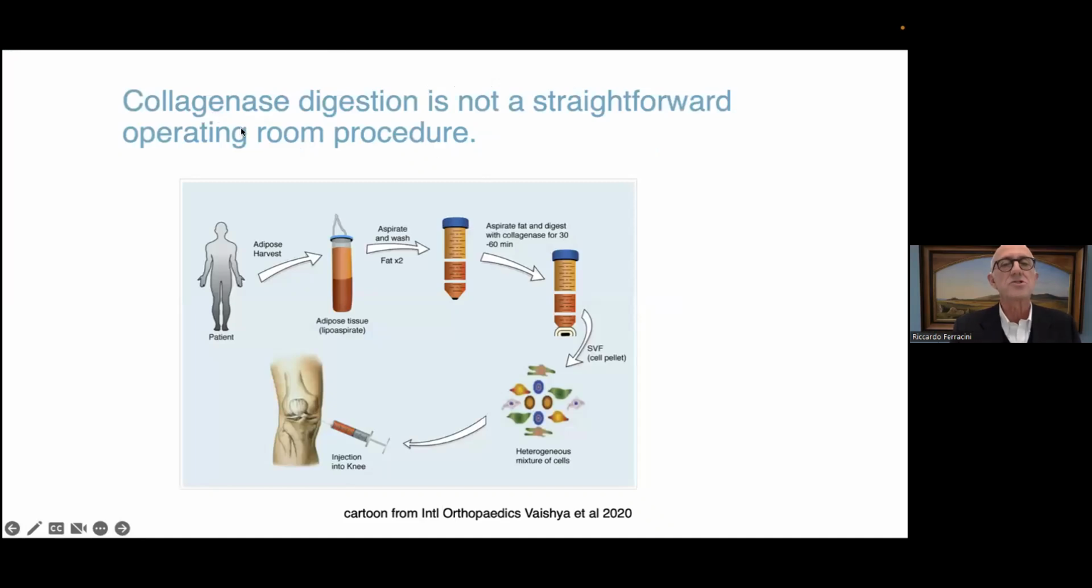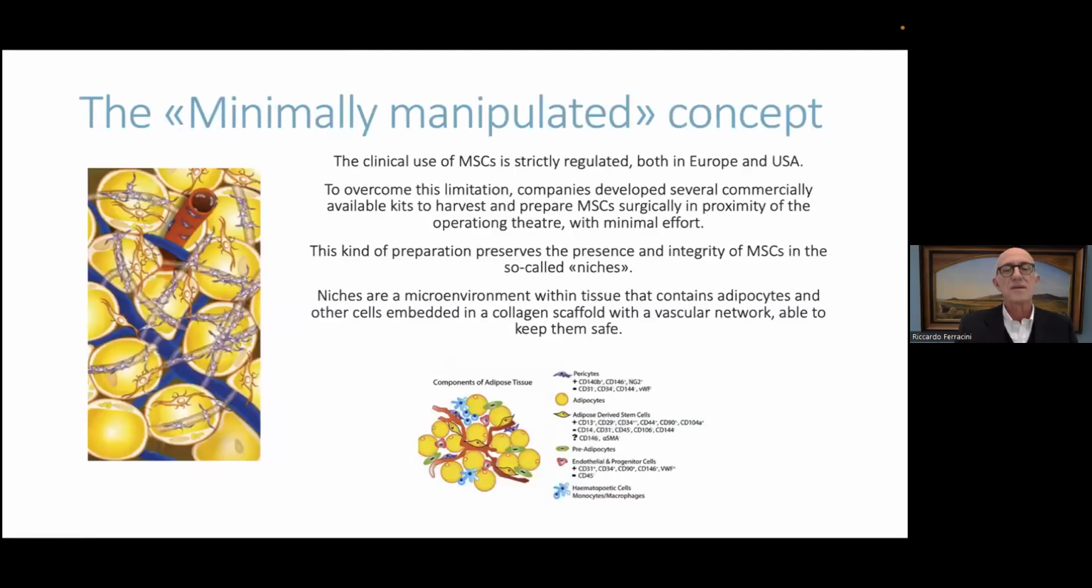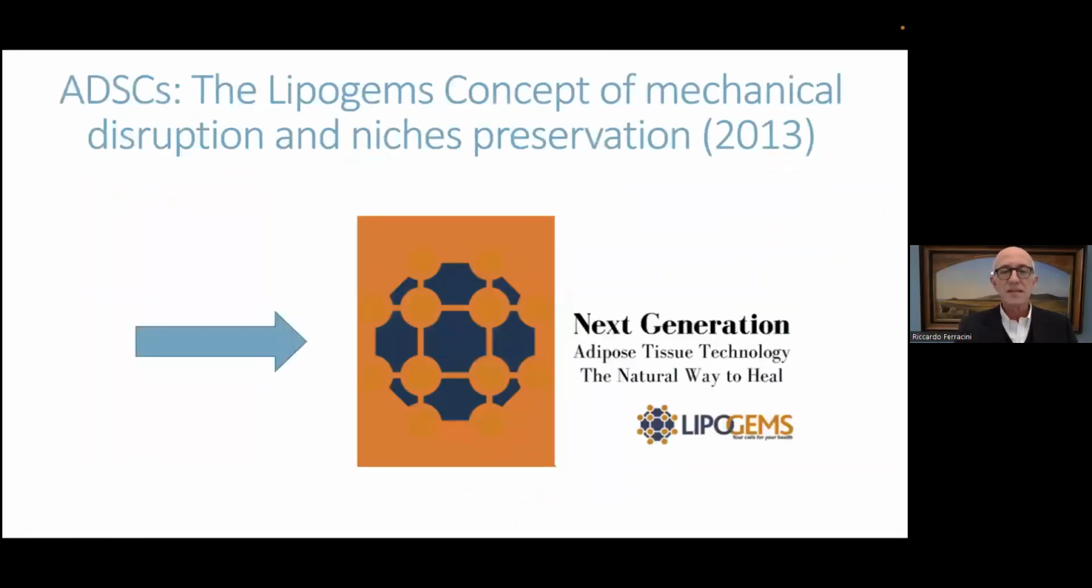Collagenase digestion is not a straightforward operating room procedure. Collagenase remains there, as I said. It's something that has to be done outside of the OR, so it's not easy. The minimally manipulated adipose tissue that we obtain with the manipulation with Lipogems is instead very easy and can be done in the OR. The company started selling the kit in 2013.